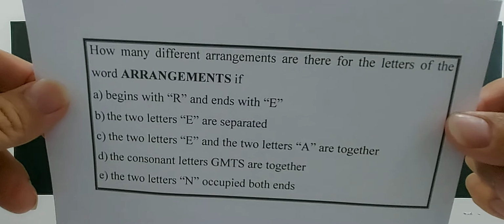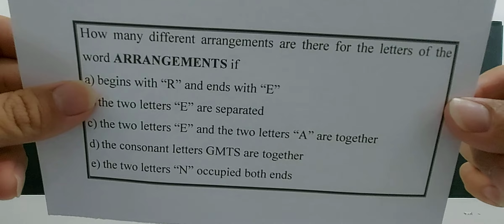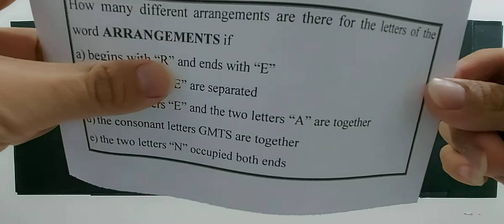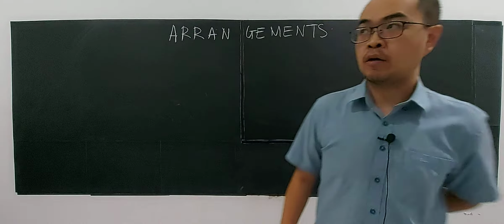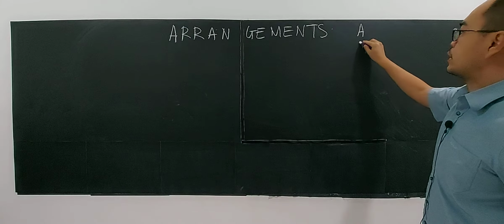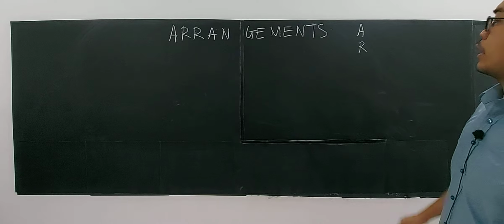The first one is: how many different arrangements if it begins with R and ends with E? It must begin with R and end with E. So before that, I should identify how many objects are actually repeated. So how many A's, how many R's, and how many N's?